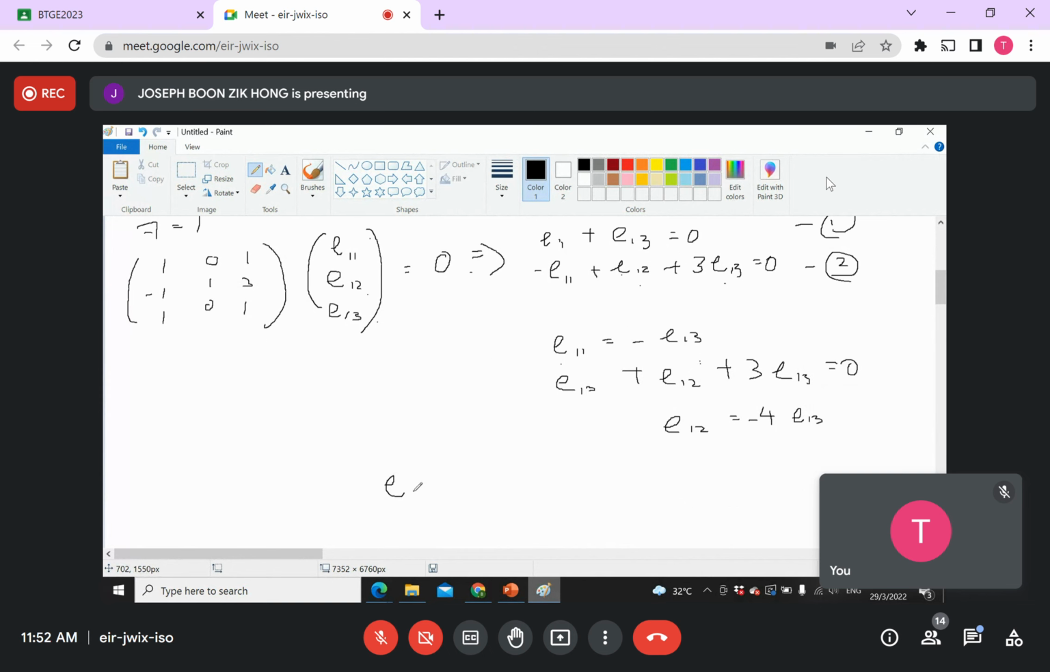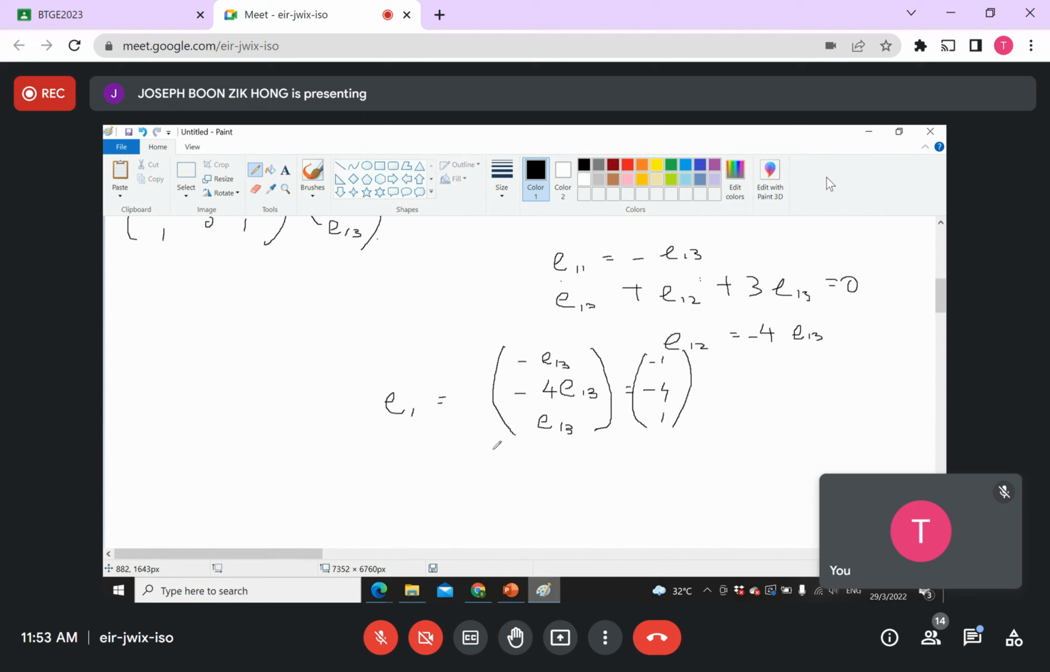So that means what is your e1? Your e1 will be, e11 is negative e13, e12 is negative 4 e13, and then e13 itself is e13. Then you can choose any number for e13 to make everything become an integer. So I choose 1, so it becomes negative 1, negative 4, and then 1. It depends on what is your choice. Here I choose 1, then I have negative 1, negative 4, and 1.